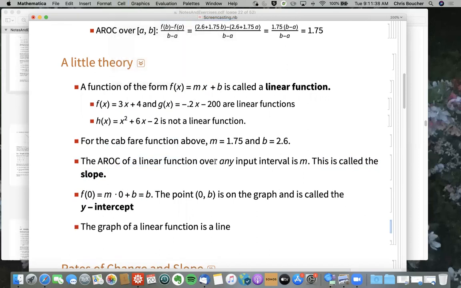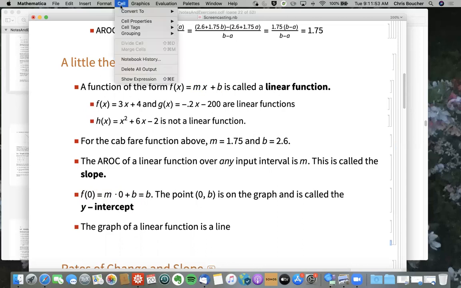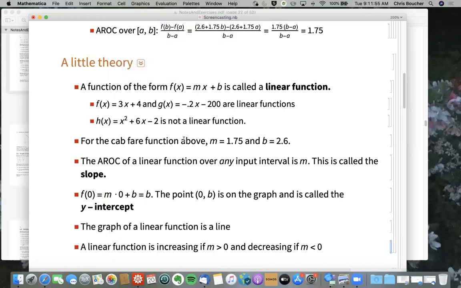So the graph of a linear function is a straight line, right? So we know what the graph means. It's the plot of all the input-output pairs in the plane. And a linear function has a very special shape, right? We've seen a bunch of different graphs. They're not all straight lines, but linear functions do graph as straight lines.